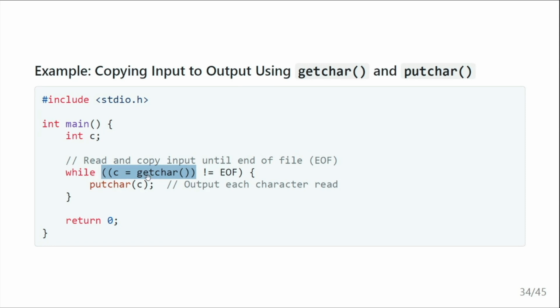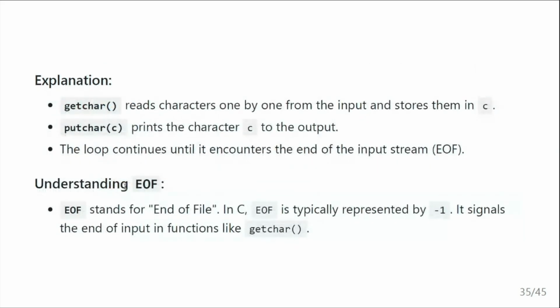Once we have read this value, if it's not the end of the file, we will output it. This code is quite straightforward. Typically the end of file is represented by -1, but again, it could be different depending on the machine it's running on.